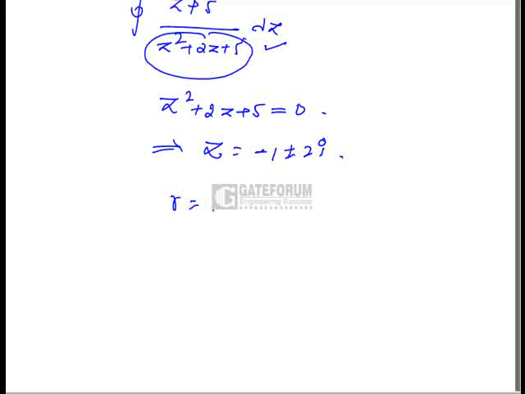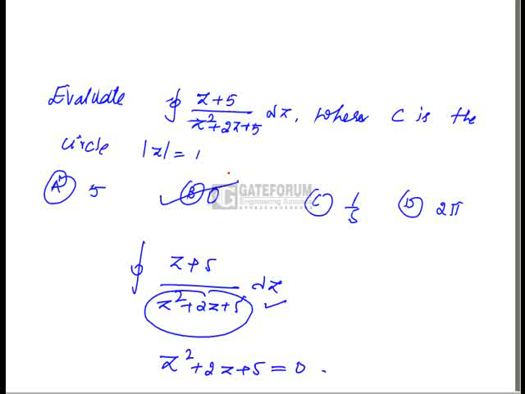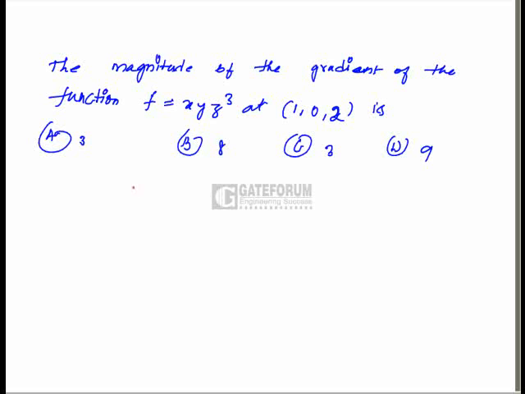Now, the value of r is nothing but root over (-1) square plus or minus 2 square, which will be root 5, always greater than 1. That means these poles lie outside the unit circle. So if the poles lie outside the unit circle, the value of the integral will be always 0. So therefore the integral of (z + 5) by (z square + 2z + 5) will be 0. That is option B.